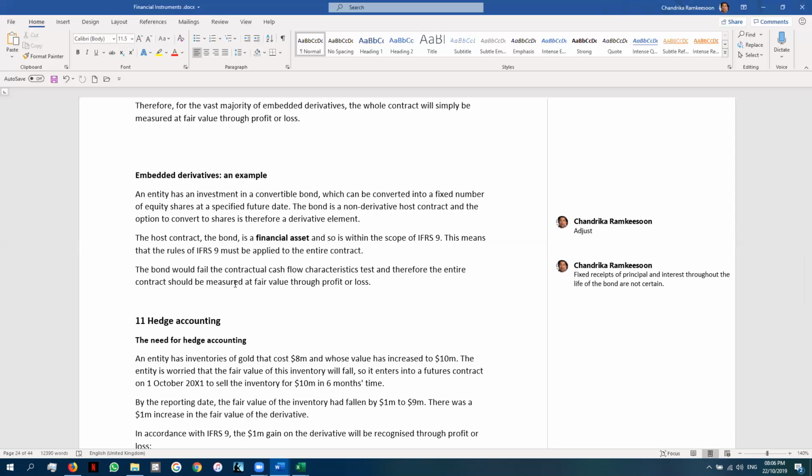The host contract, the bond, is a financial asset. Well, as we saw earlier on in this handout. And so is within the scope of IFRS 9. This means that the rules of IFRS 9 must be applied to the entire contract. The bond would fail the contractual cash flow characteristic test, and therefore the entire contract should be measured at fair value through P&L. This is just as we saw it earlier on in the handout. Okay. Remember, I explained to you what is meant by this sort of thing, because the bond here has the option part applied to it. Remember, at the end of it all, either the redemption proceeds may be paid or it may be converted into shares.